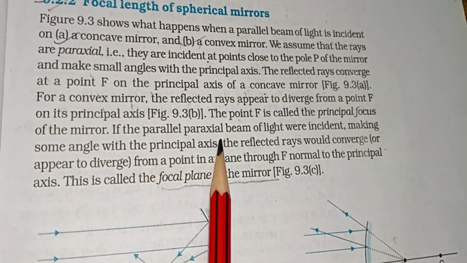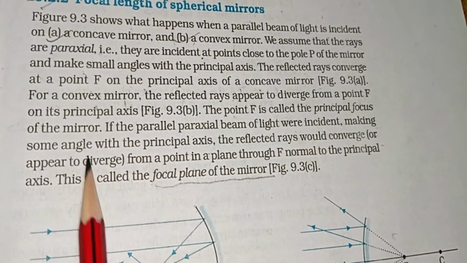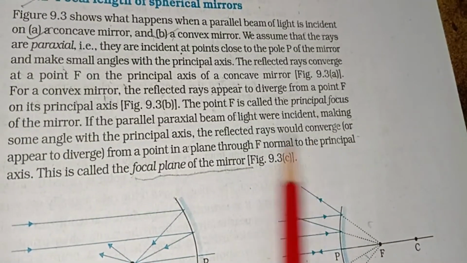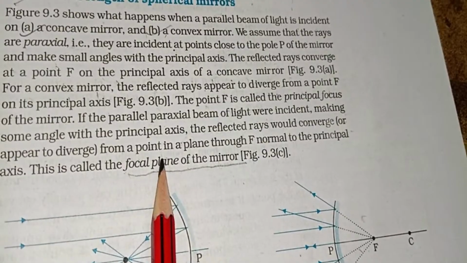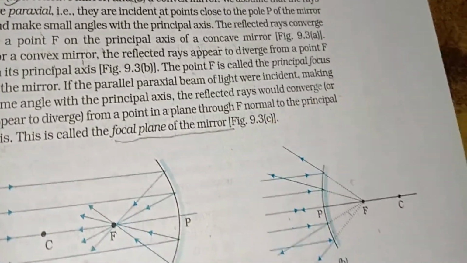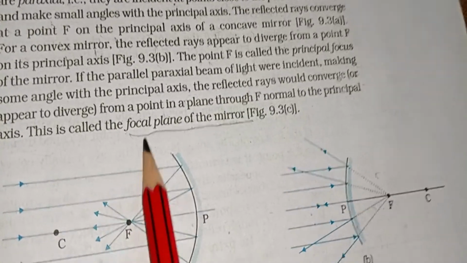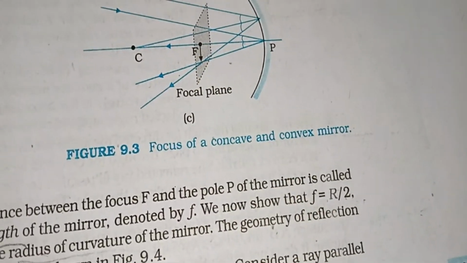In both, the point F is called the principal focus of the mirror. If the parallel paraxial beam of light were incident making some angle with the principal axis, the reflected rays would converge to a point in a plane through F normal to the principal axis. This is called the focal plane of the mirror, and we can see the focal plane of the mirror.